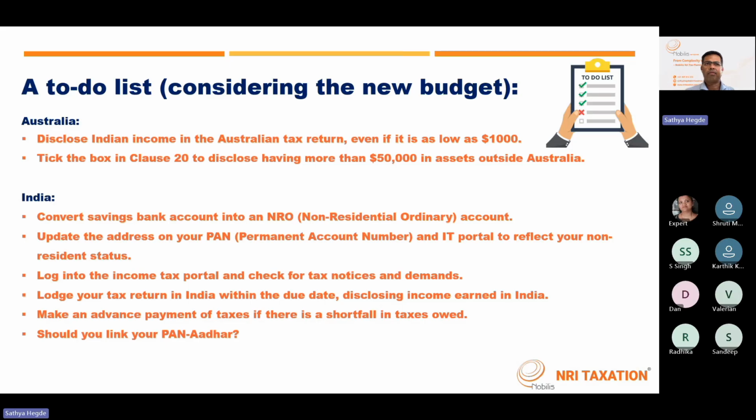The other thing is that, as we have already discussed, make sure that clause 20 is ticked if you have any foreign assets. This is a typical case where the client has sold a property and the CGT, capital gains tax, has come through. We realized that he never disclosed this property in the Australian tax return. Lucky for him, this property was not earning any rental income, so we could disclose the property, disclose the capital gains, and be done with it.